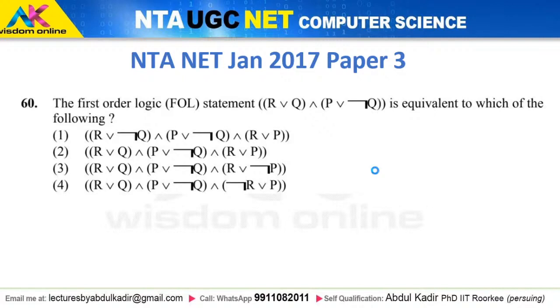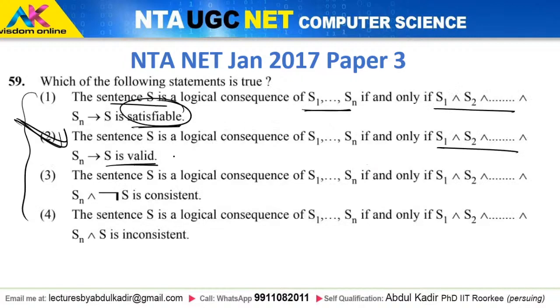Question number 59, someone is asking. This is the definition. We have already seen that this should be valid. Valid means tautology. If something is valid then it is satisfiable, but if something is satisfiable then it may not be valid. So valid and satisfiable are not the same thing, they are different. That's why this answer will be option 2.